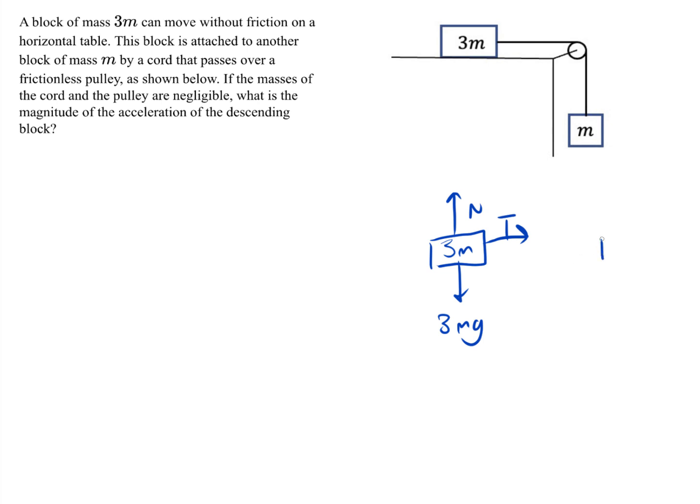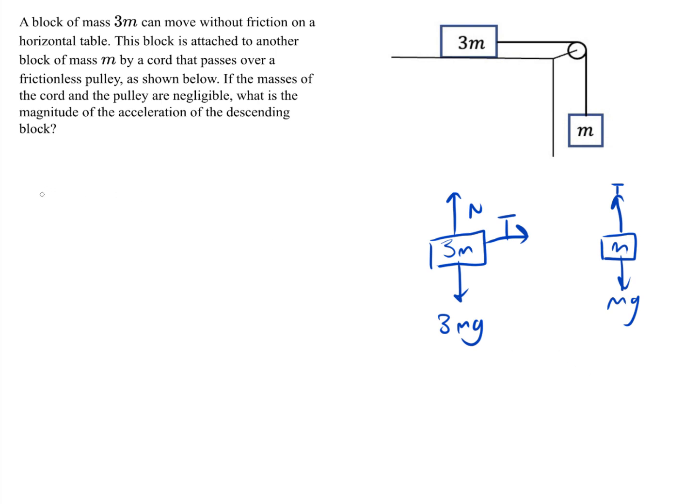Now for the block with mass m, again, we have its weight, mg, and then we have the force of tension that's pulling it up. And now we can just use these two diagrams. One quick note: since g is positive, we're using the convention that the downward direction is going to be positive here.